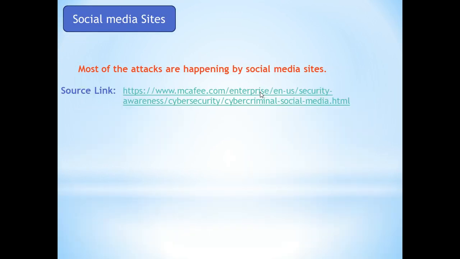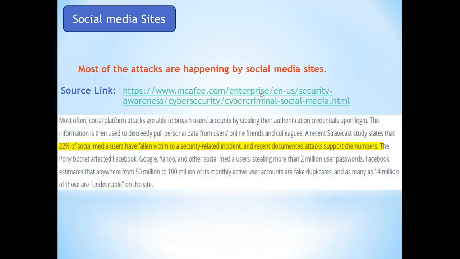Now the social media sites. Most of the attacks are happening by social media sites. Actually, all of you are concerned about the social media sites, especially Facebook. So we are seeing so many news on Facebook hacking. So McAfee says 22% of social media users have fallen victim to a security related incident. So it's McAfee says.